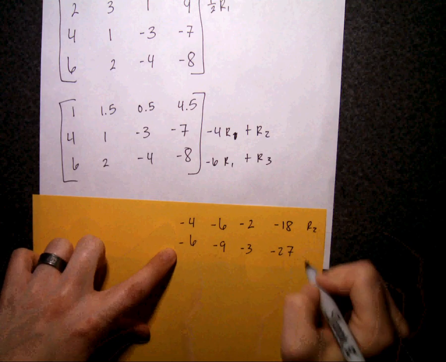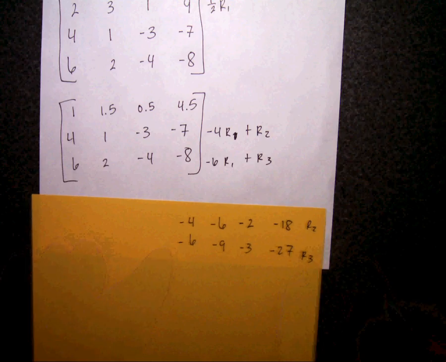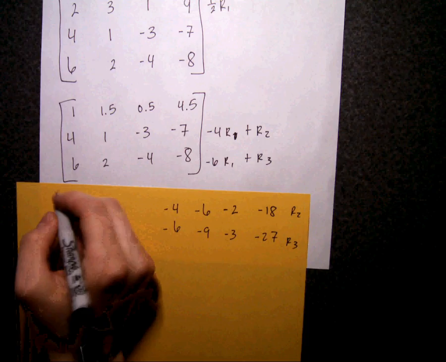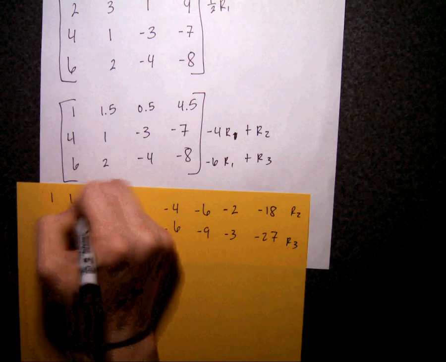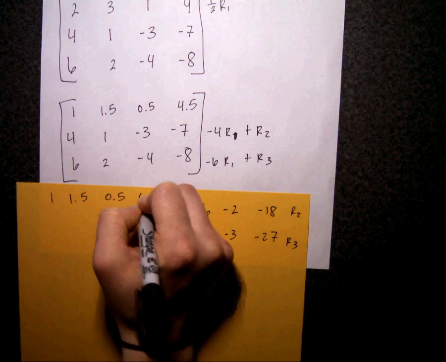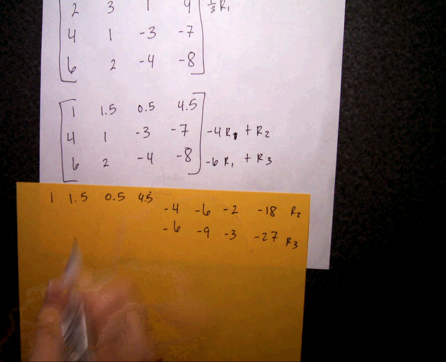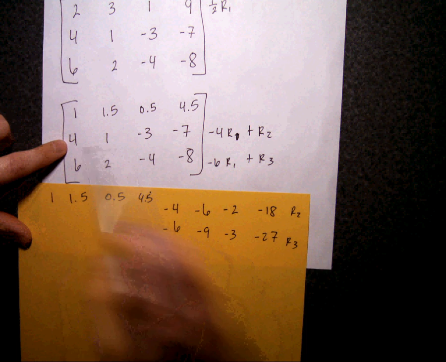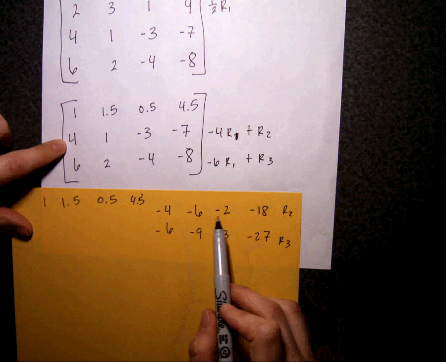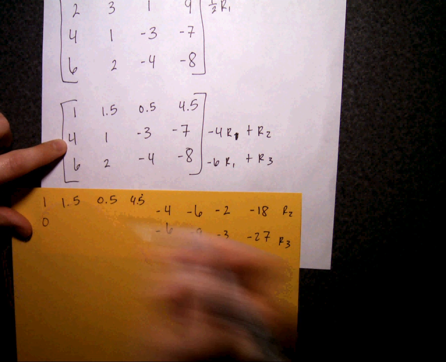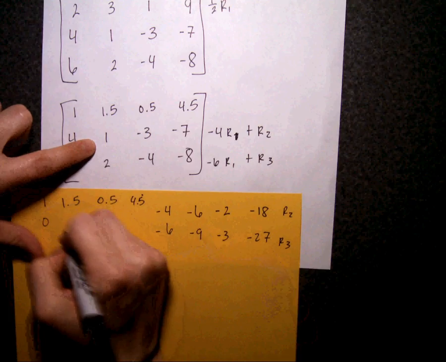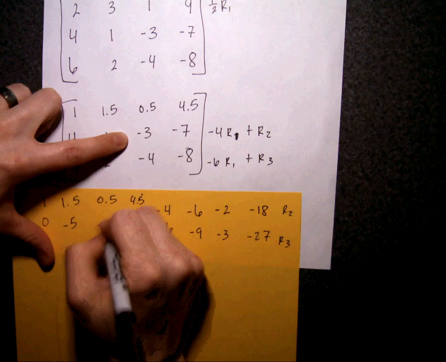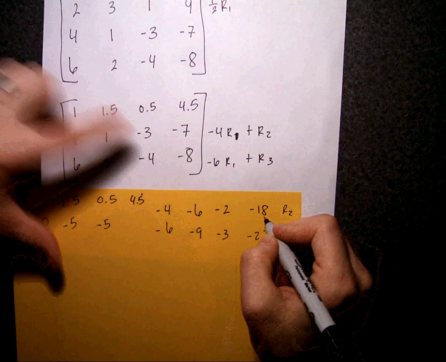You can't see that. There we go. And so row 1 is going to stay the same. I'll have 1, 1.5, 0.5, and 4.5. And now to row 2, I'm adding these values. So -4 plus 4 gives me 0. -6 plus 1 gives me -5. -2 plus -3 gives me -5. And -18 plus -7 gives me -25.